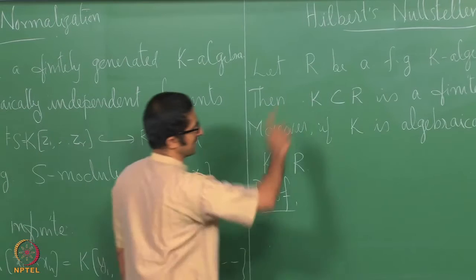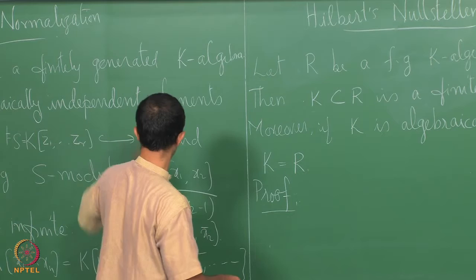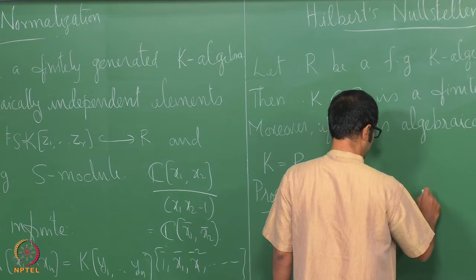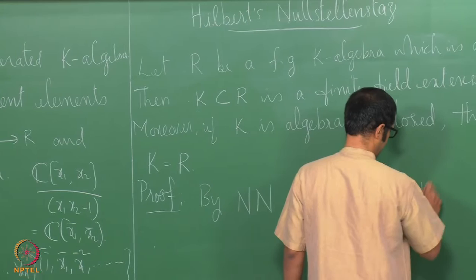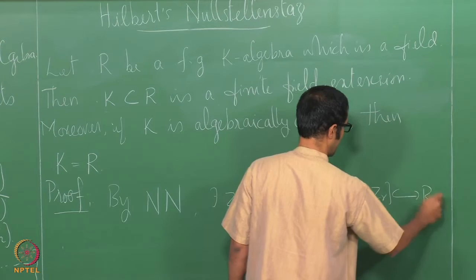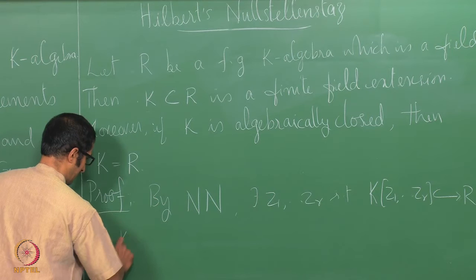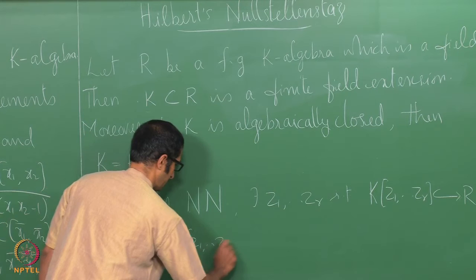So R is a finitely generated K algebra. Now, we have this Nullstellensatz, which says, we have the Noether normalization, which says there exist z1 up to zr such that K[z1, ..., zr] is contained in R. Now, R is a field, okay? So, I have K contained in K[z1, ..., zr] contained in R.